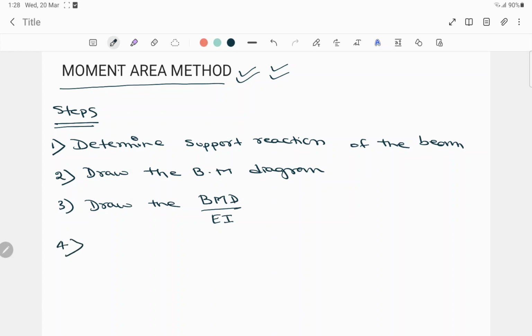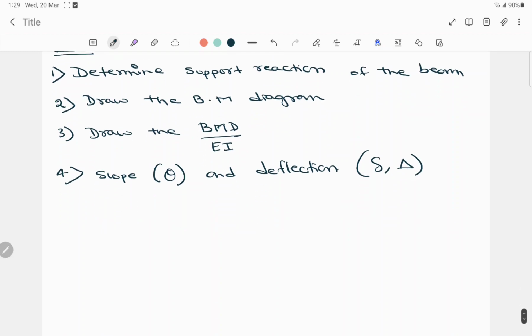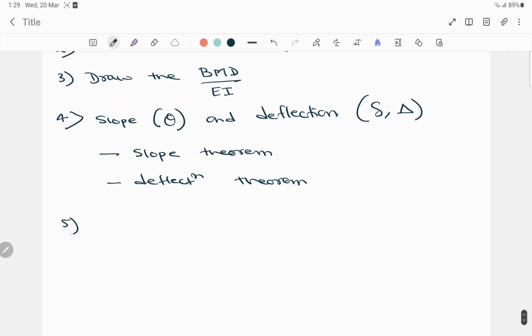And the fourth step is to determine the slope, and slope is denoted by this, and deflection is denoted by this term, or it can be denoted by this term. And here to find the slope we have to use the slope theorem, and to find the deflection we have to use the deflection theorem. Okay, now the last step is to draw the elastic curve.